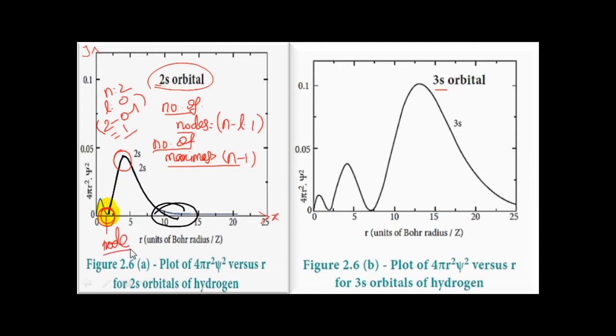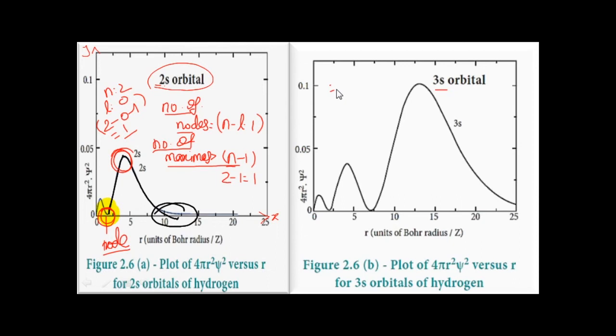And then how many maxima? Apply the formula. What is the n value? 2. So 2 minus 1 equal to 1. How many maxima? How many peaks? Only 1 peak. And then the next one, the 3s orbital. How many nodes? The number of nodes formula is n minus l minus 1.